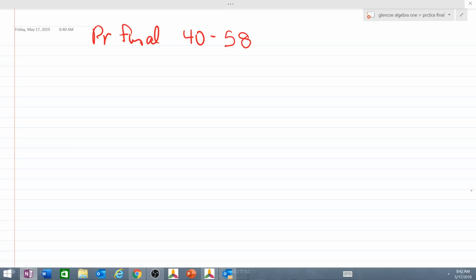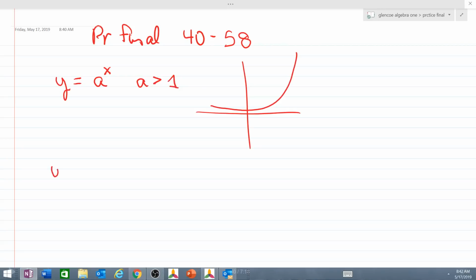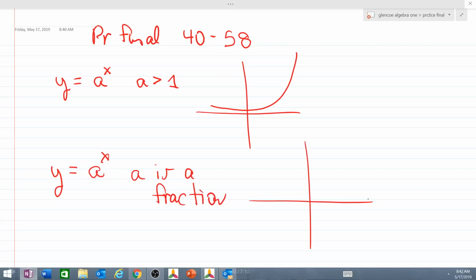Number 40, graphing exponential behavior. If y equals a to the x and a is greater than 1, your curve is going to look like this. If y equals a to the x and a is a fraction, your graph is going to look like this.